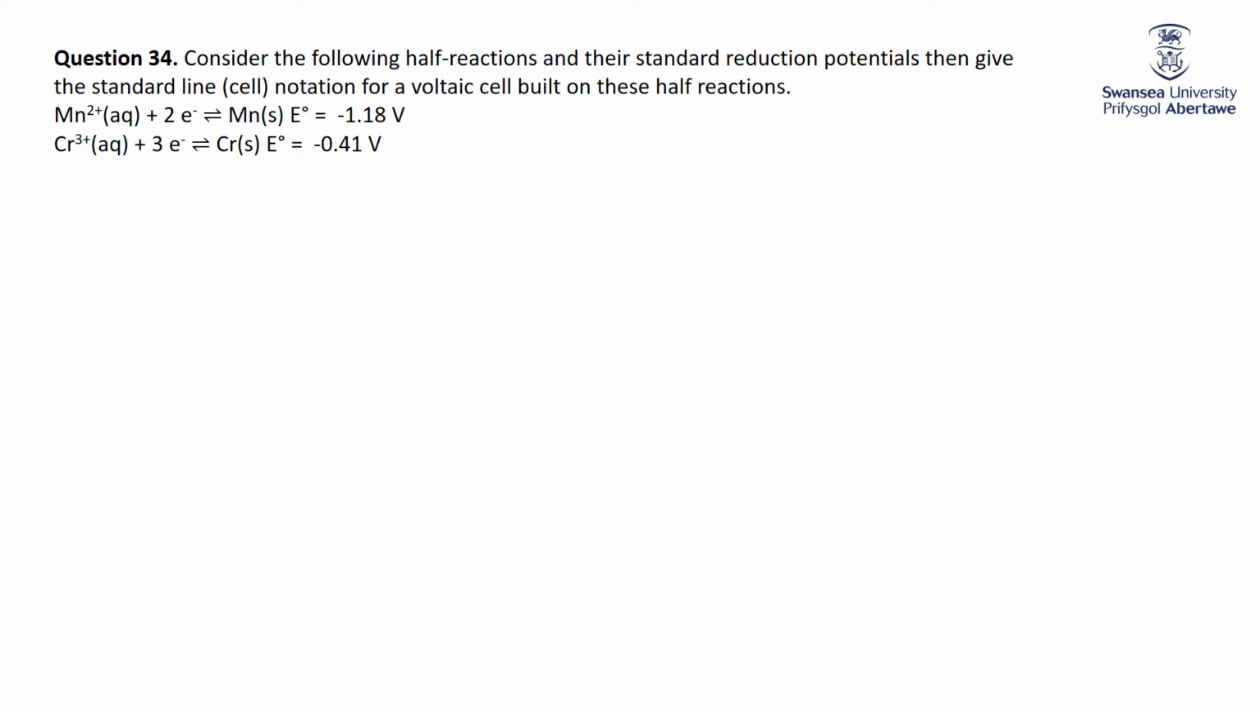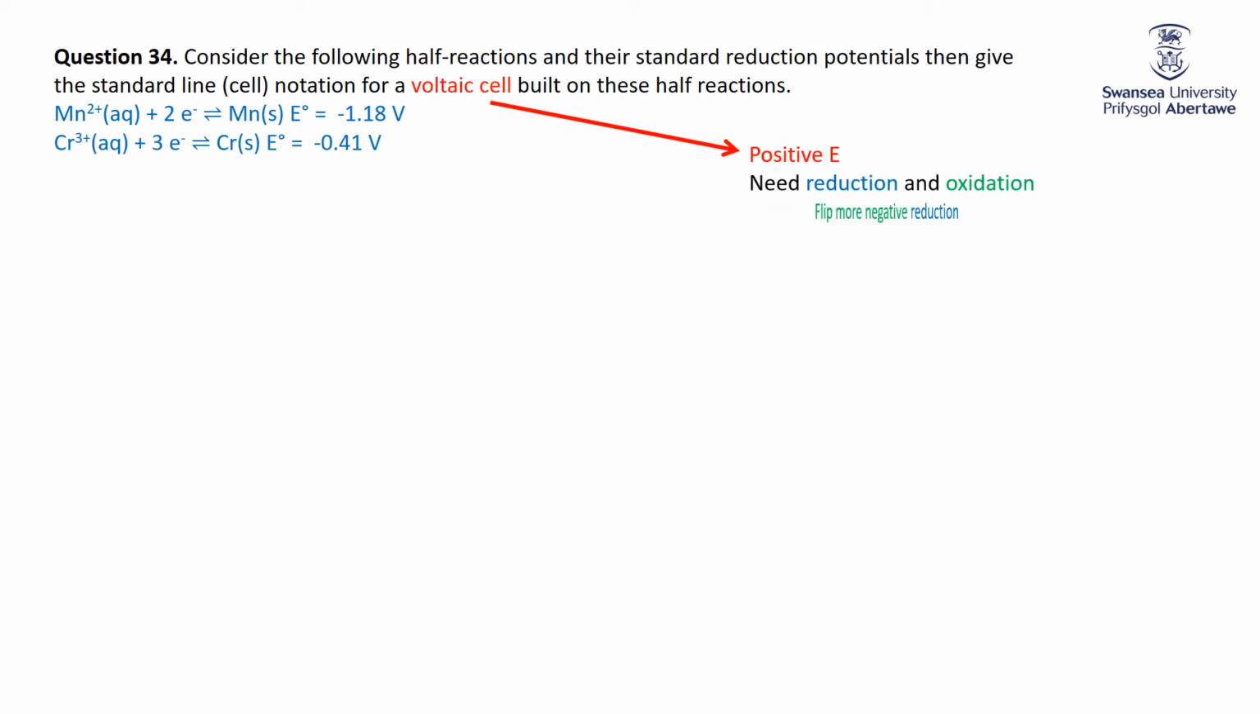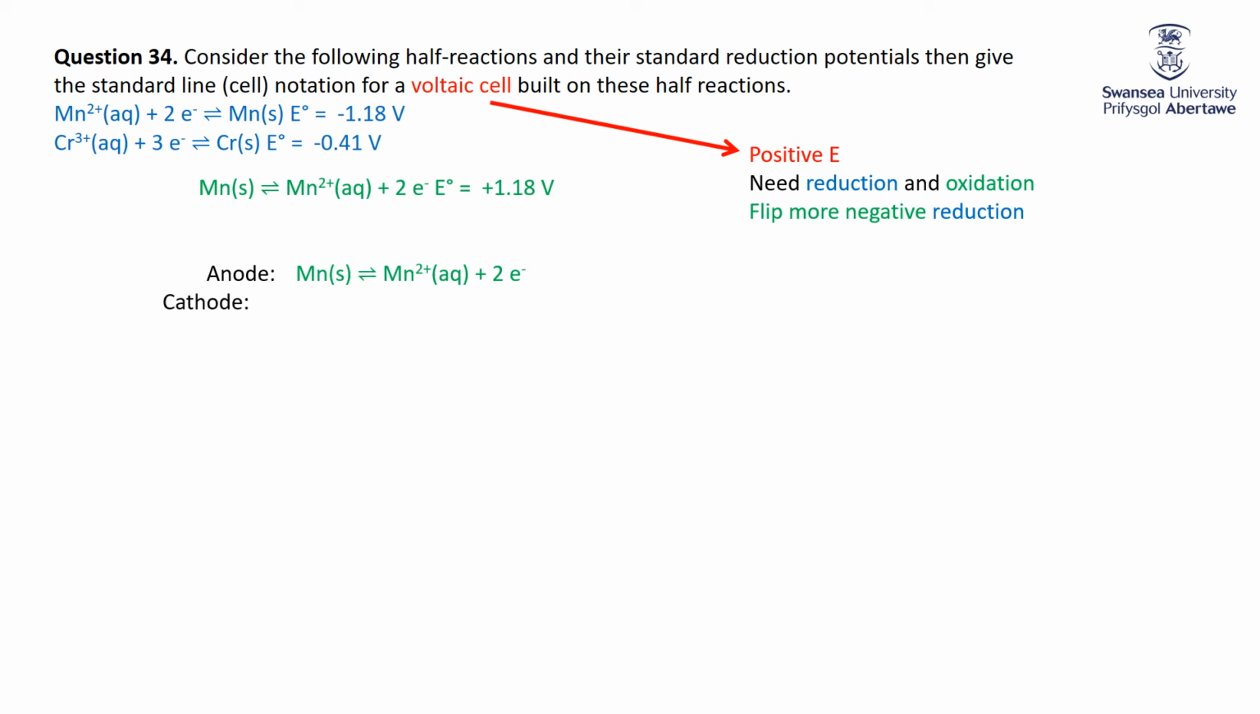Consider the following half equations, their potentials, and then give the line notation for a voltaic cell based on these half equations. Well, again, voltaic has got to be positive E, so therefore we're going to have to flip the more negative reduction to turn it into the better oxidation. Well, the manganese is the more negative reduction, so therefore we'll flip that around. So we've got Mn goes to Mn2 plus at plus 1.8, and so that is the anode. And of course, the cathode is therefore going to be the chromium 3 plus going to chromium again.